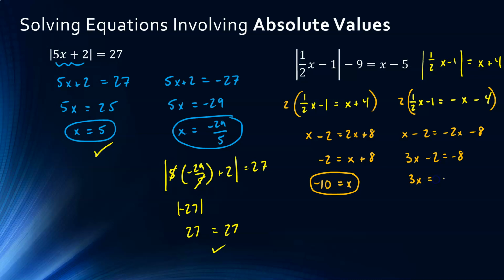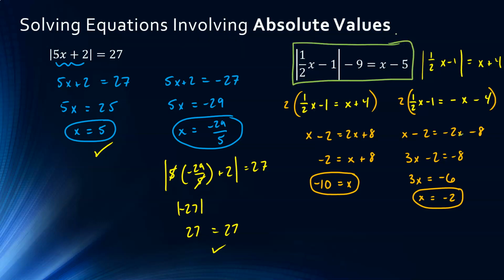Add 2 to both sides, and I would get 3x equals negative 6. Divide both sides by 3, I get x equals negative 2. So now I want to check, and by the way, when we check, we always want to go back to the original equation. So you don't want to check with anything that we changed, because what if we made a mistake when we changed any of this? So you always want to go back and check with the original equation.